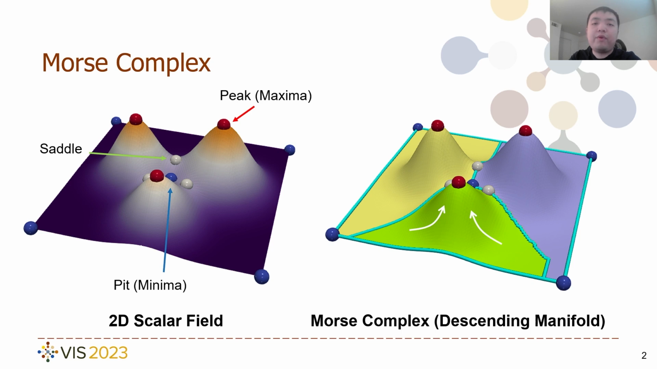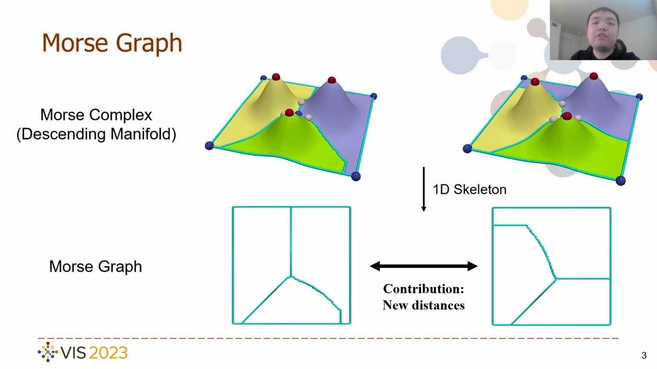At any regular point, we can integrate the gradient in both ascending and descending direction to get an integral line. The integral lines of all points in the same cell region end at the same maximum. The cyan line draws the boundary of these partition regions. A Morse complex consists of critical points, partition regions, and boundary lines. We call the boundary line the 1D skeleton of the Morse complex, or the Morse graph.